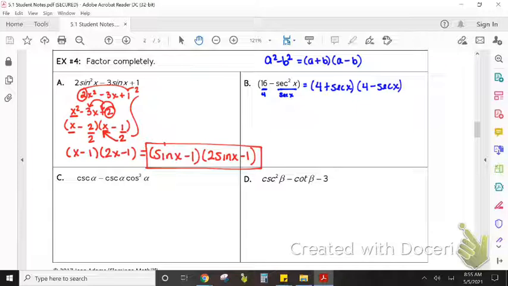Remember, the 16 was first, so the square root of the 16 is going to go first. The secant squared was second, so its square root goes second in the parentheses. Order matters, guys, because of the one with the minus sign. If you try to change it up, it'll give you a different answer. Make sure you can't factor those any further, which we cannot. And so there is our factored form.